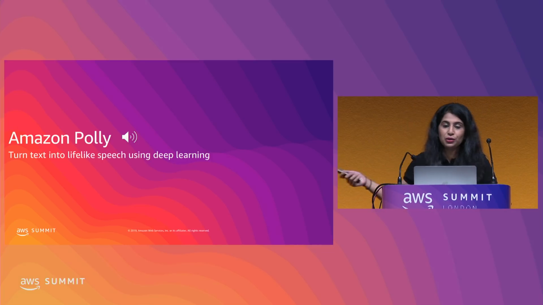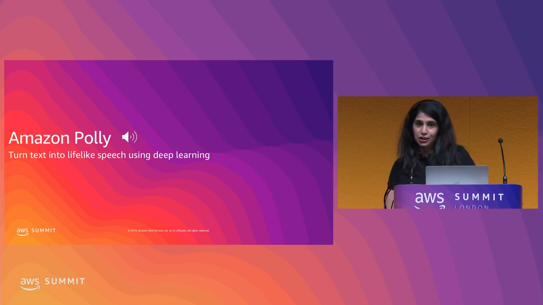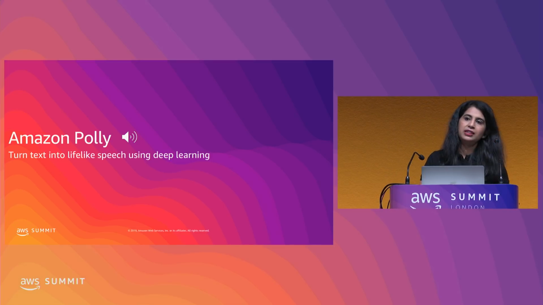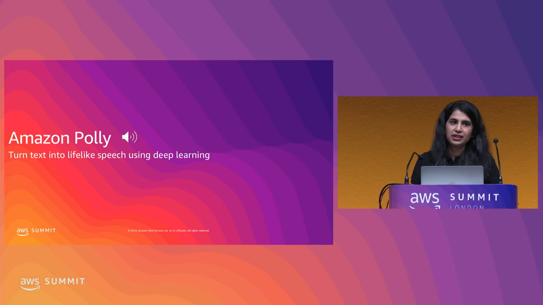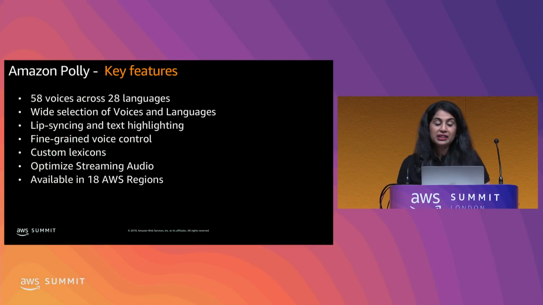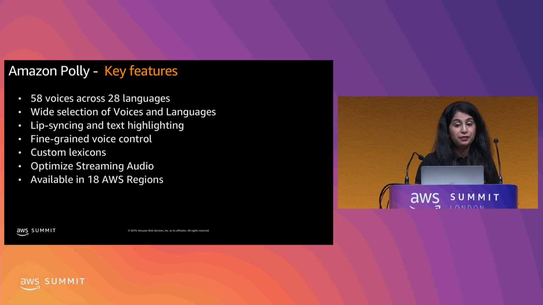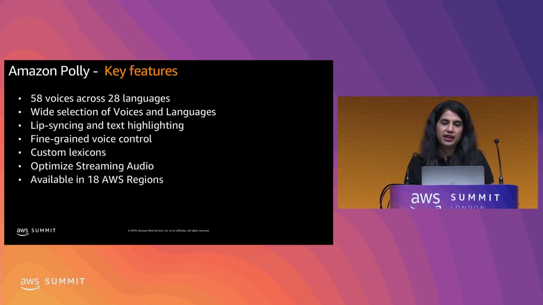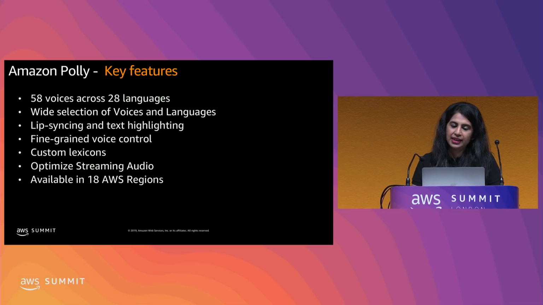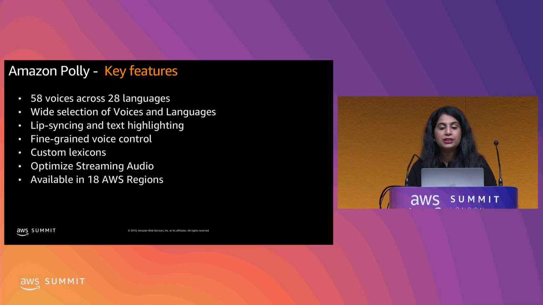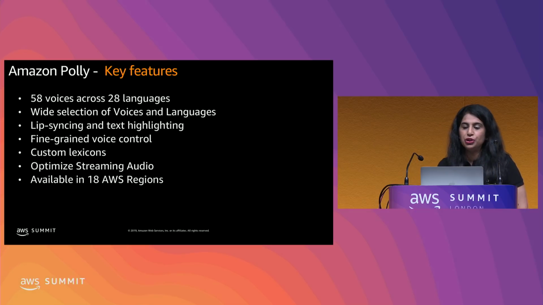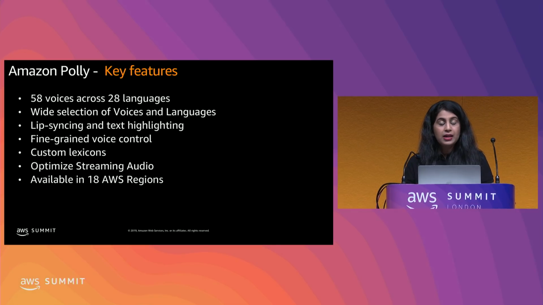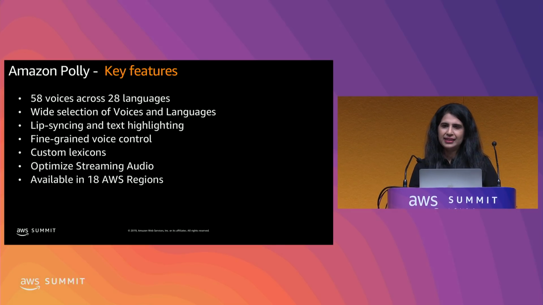So you can actually use Amazon Polly, which is a text-to-speech service that uses advanced deep learning technologies to synthesize speech that sounds like a human voice. Today Polly supports 58 voices across 28 different languages and has a wide selection of voices and languages to choose from. It streams all kinds of information through to users in near real time. It supports lexicons and SSML tags.